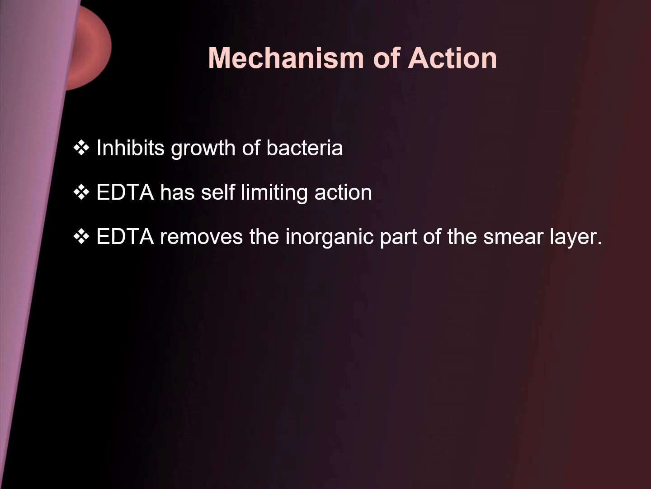Coming to the mechanism of action of EDTA, it inhibits growth of bacteria because EDTA chelates with the metallic ions which are needed for growth of microorganisms. EDTA has a self-limiting action. It forms a stable bond with calcium and dissolves dentin, but when all chelating ions have reacted, an equilibrium is reached which prevents further dissolution. EDTA removes the inorganic part of the smear layer.